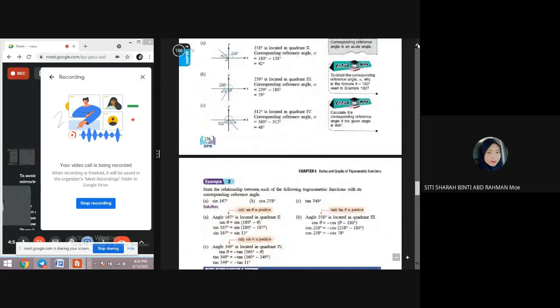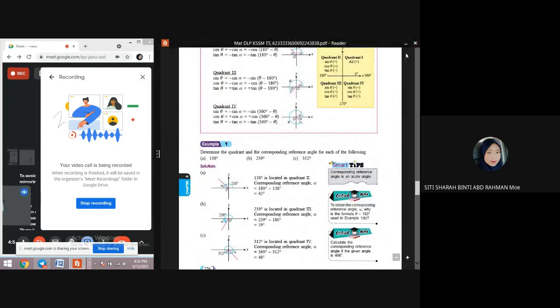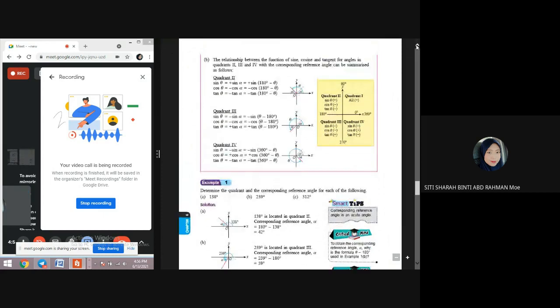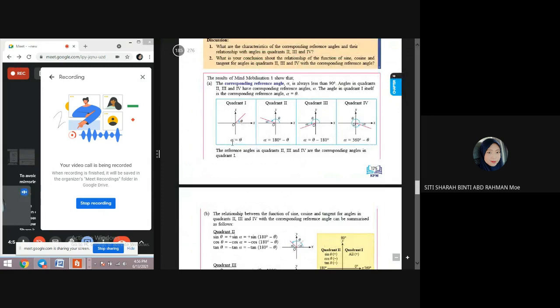Next we want to discuss the location of a given angle. So for quadrant 1, we call the angle alpha, which is between 0 to 90, meaning if it is less than 90, then it will be in quadrant 1. If it is between 90 and 180 degrees, it is in quadrant 2. But for the corresponding reference angle, we will look at this one. Here, this is in quadrant 1.